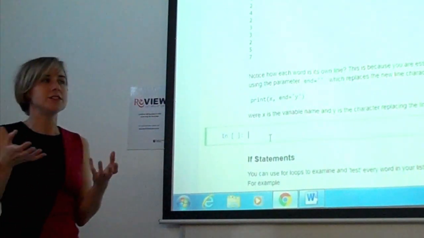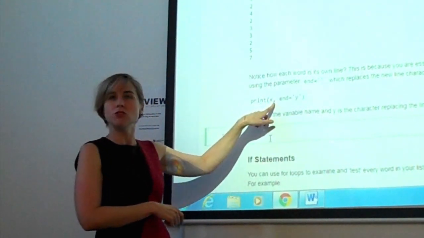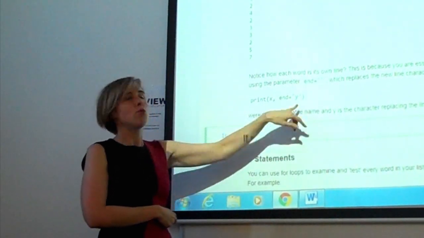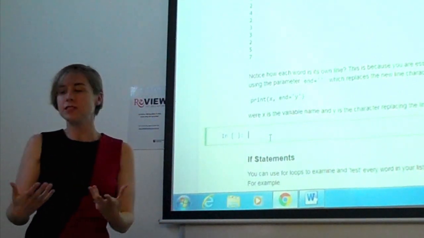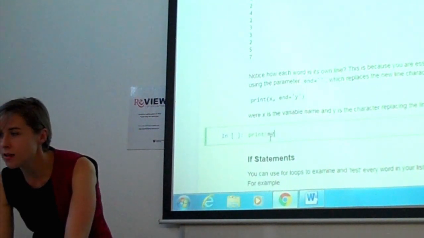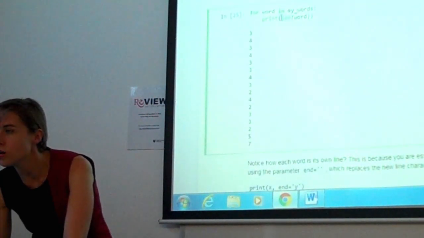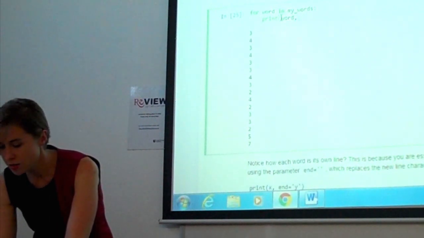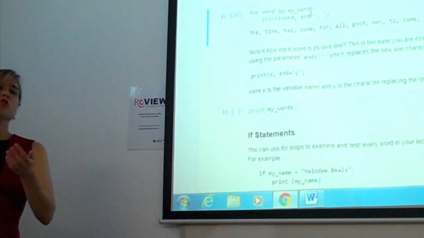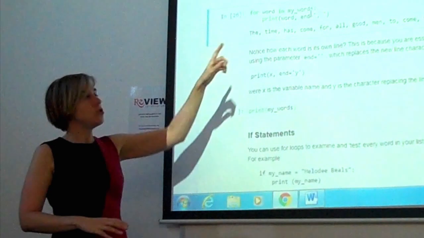So you can also make the print command behave slightly differently. If you put this extra bit of information, so print your variable name, just like you normally would, comma, end, and then some character, it will replace the end of line, the line break, with something else. So if I print, instead of printing the word, I print the word with a comma and a space between it. It goes back kind of to looking like a list, which seems a bit silly considering I just rejoined it as a sentence. But you can change it to anything.